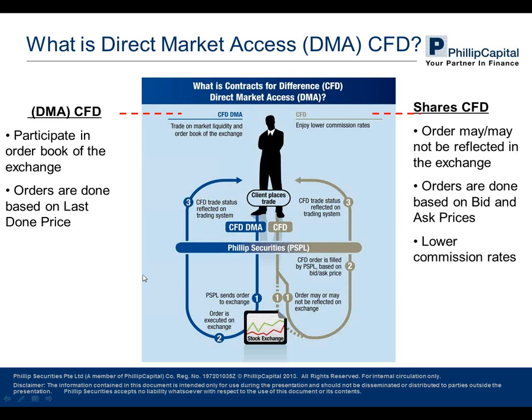So what is the difference between DMA CFD and share CFD? As this graph shows you, we send an order to the exchange. So you participate in the order book of the exchange and it's done on last done price. Whereas for share CFD, it's lower in commission. Your orders are done solely based on the bid and ask prices, and it may or may not be reflected in the exchange because this depends on our hedger's discretion.